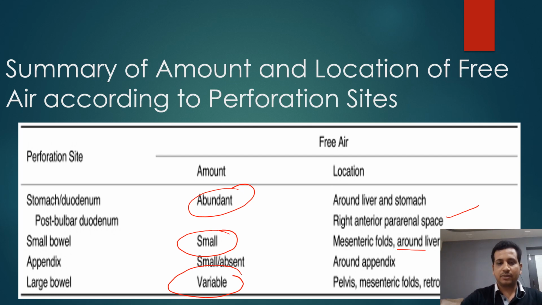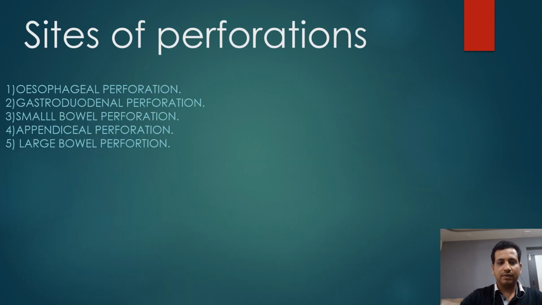Okay. So based on the amount of free gas and its location, we can get a clue what could be the site of perforation. Then we will discuss a few cases of esophageal perforation, gastroduodenal perforation, small bowel perforation, appendiceal perforation, and large bowel perforation, just to have an idea.